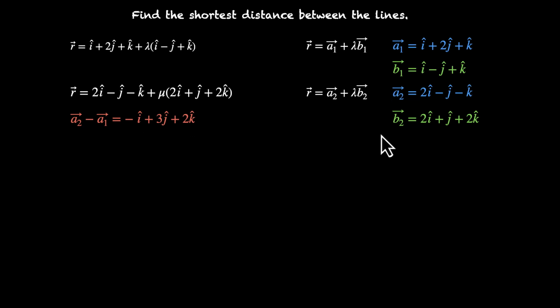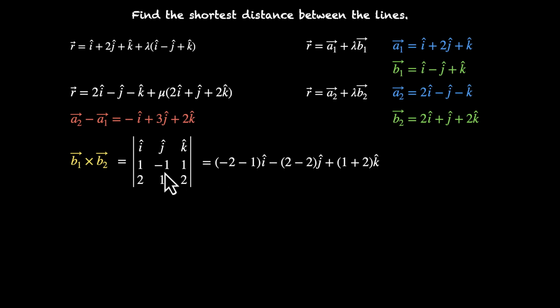Now let's find the cross product. b1 cross b2 is equal to the determinant of i j k, 1, minus 1, 1, 2, 1, 2. So let's simplify this. This is i cap times minus 2 minus 1, minus j cap times 2 minus 2, plus k cap times 1 plus 2. So this becomes minus 3i cap, this cancels out, plus 3k cap. Let's take the magnitude. Mod of b1 cross b2 is equal to square root of 3 square plus 3 square, that's root 18, that's 3 root 2.